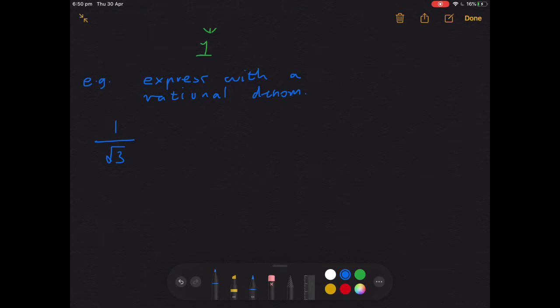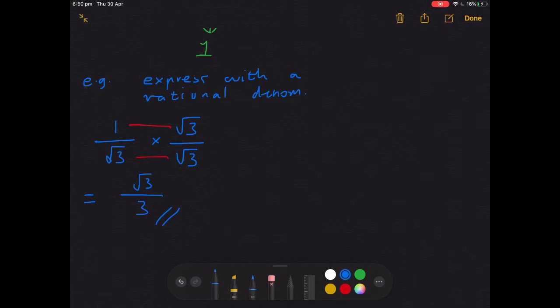Okay, so to get rid of that root 3 on the bottom, we're going to multiply through by root 3 on root 3, because root 3 on root 3 equals 1. How do we multiply fractions together? We multiply numerator by numerator, denominator by denominator. 1 times root 3 is root 3. Root 3 times root 3 is 3. Done deal.